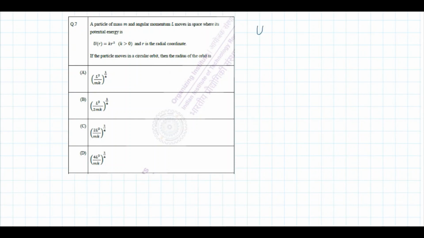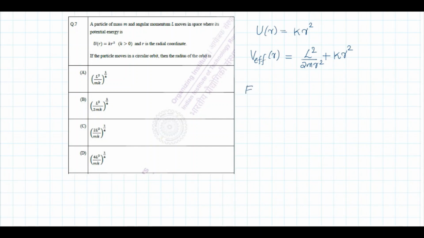Here the potential energy is given as U of r equal to kr square and it is a central force problem. This potential depends only on the radial coordinate. Then we can define an effective potential V effective, which is always the sum of L square by 2m r square and the given potential. Here it is kr square. This L is angular momentum, given here as capital letter L. So L square by 2m r square plus kr square is the effective potential.